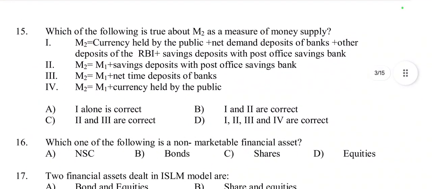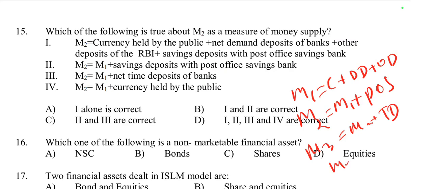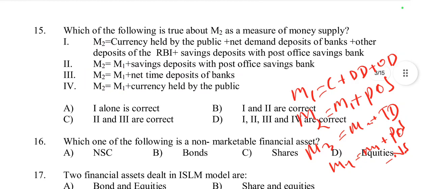Then question number 15. Which of the following is true about M2 as a measure of money supply? M1 means C plus DD plus OD, and M2 means M1 plus post office saving, and M3 means M2 plus fixed deposit or time deposit. Then M4 is equal to M3 plus post office saving minus national saving certificate.